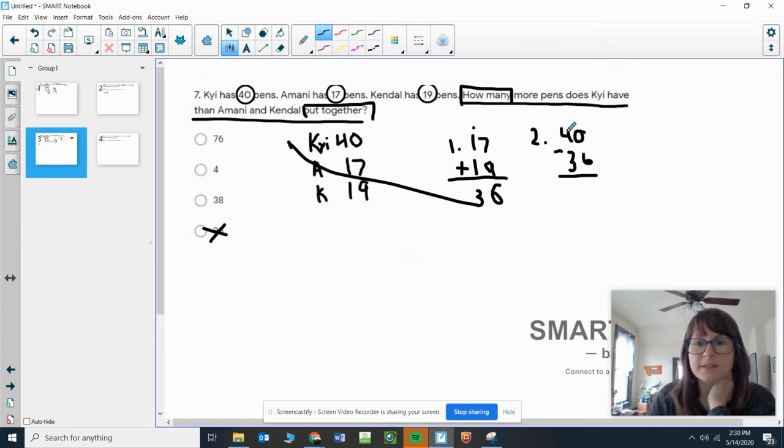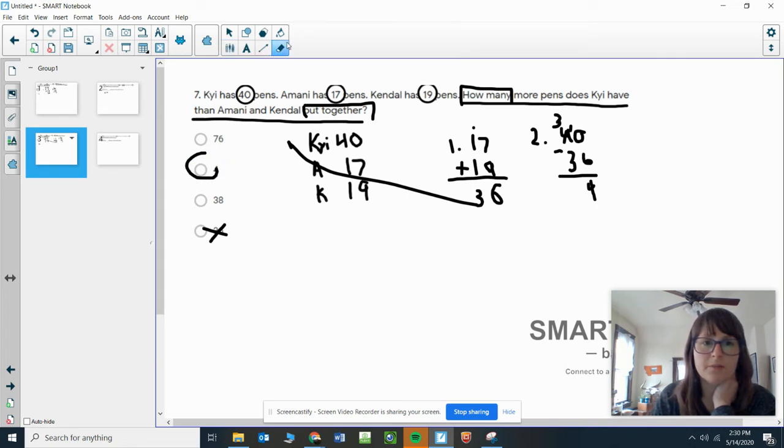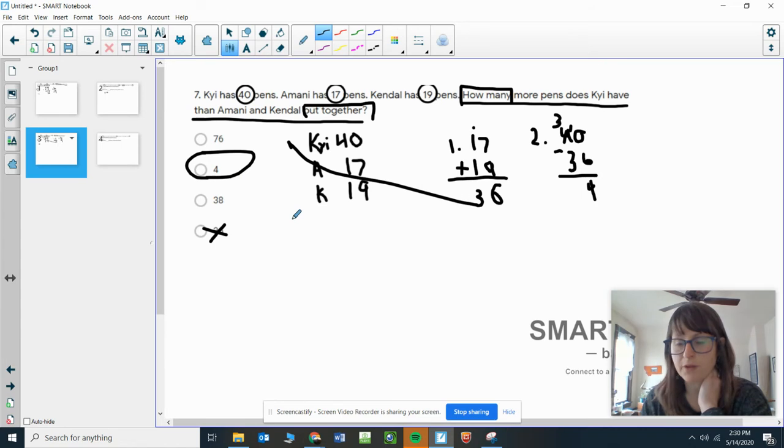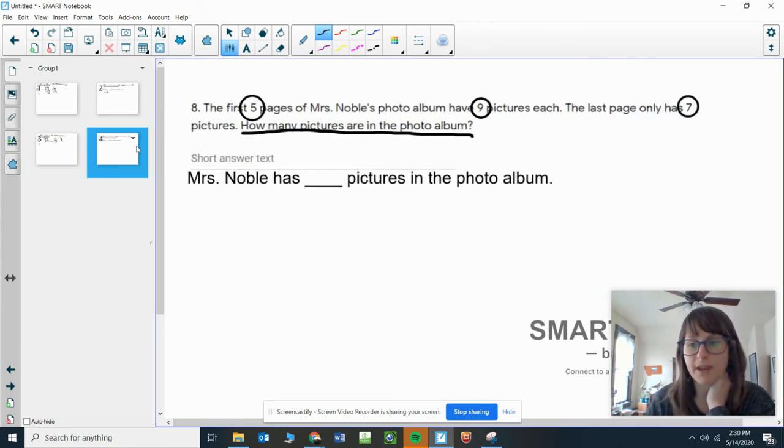So when I subtract, I can't take 6 away from 0, so I need to regroup, making it 10 minus 6 is 4, and then 3 minus 3 is 0. So in this problem, Kai has 4. Kai has 4 more pens than Amani and Kendall put together. Nice job on that. Let's go ahead and take a look at number 8.